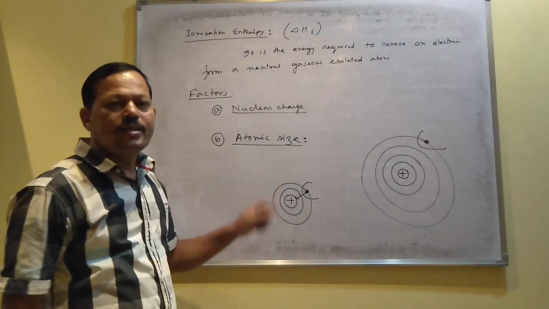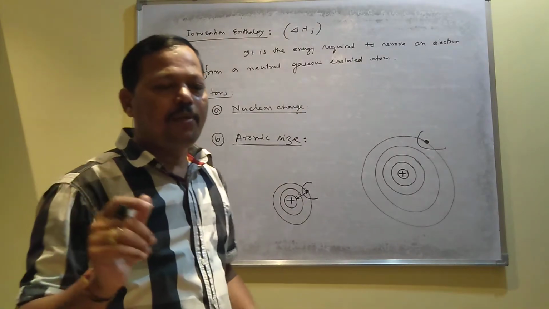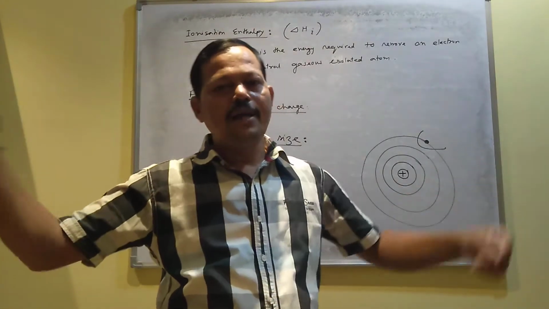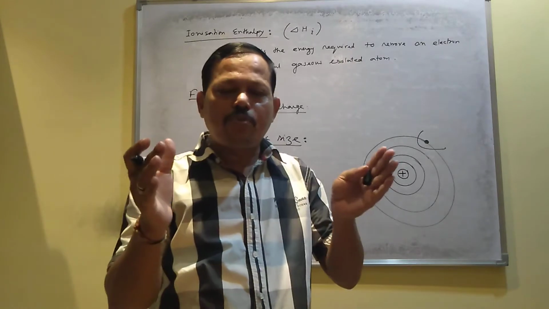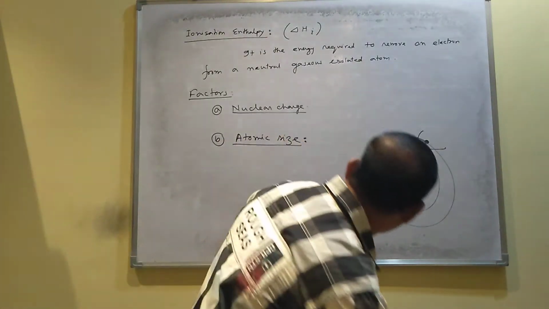So atomic size is one of the main factors that determine the ionization enthalpy. If the size of the atom is large, ionization enthalpy is less. If the size of the atom is small, the ionization enthalpy required is high. So this is one of the factors.